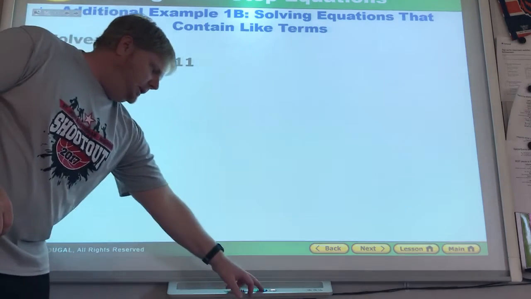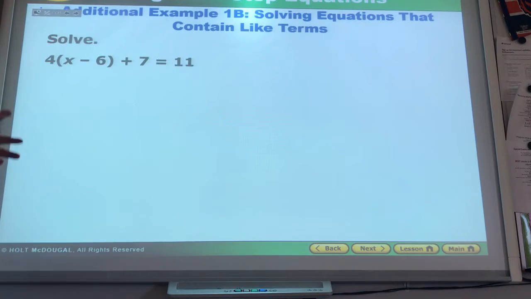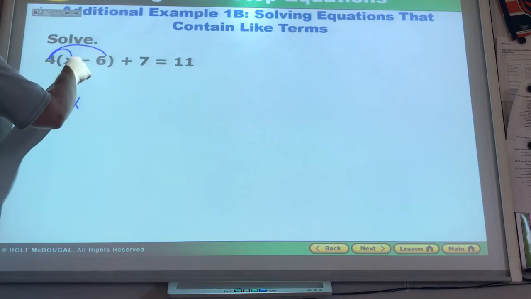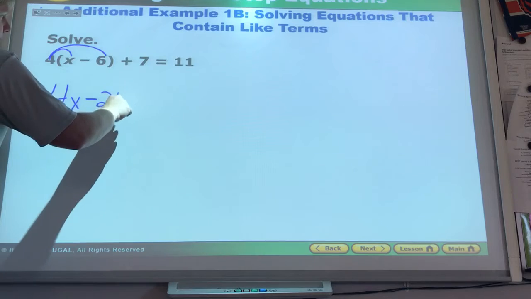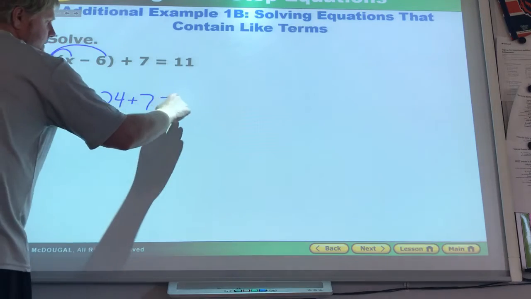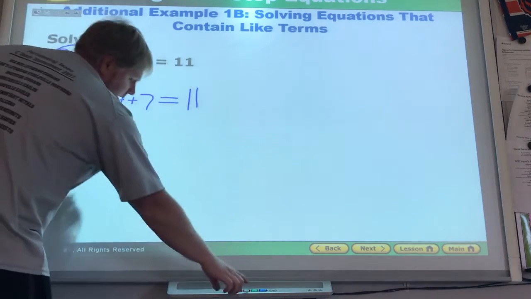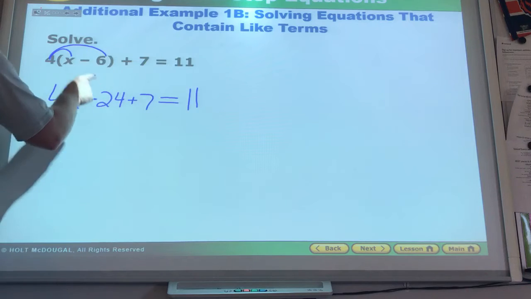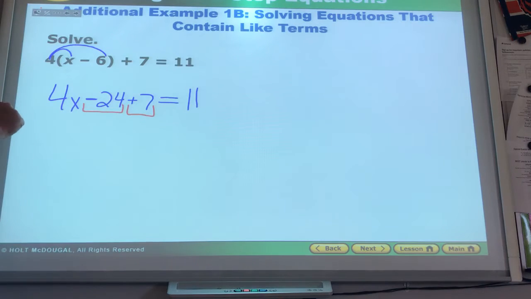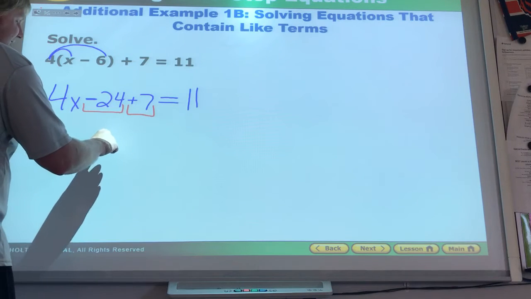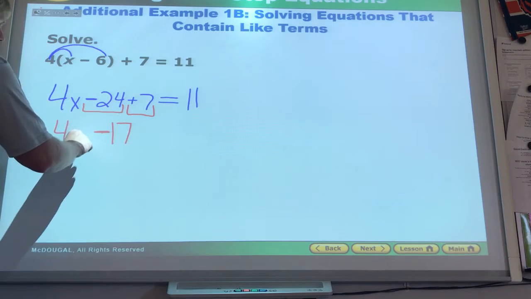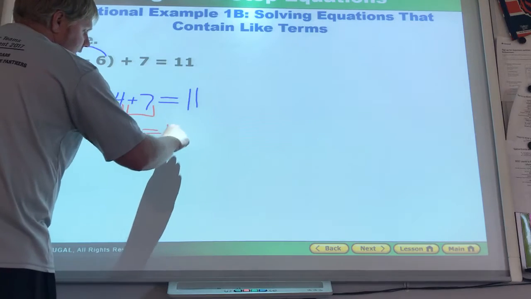Here, the distributive property we had. We need to do that very first. 4x. There's a subtraction sign, minus 24. Plus the 7, it's not inside the parentheses, so it just comes down, equals the 11. Then you're going to look for your like terms. There's only one x, but I can see I have a negative 24 and a positive 7. Negative 24 and positive 7 is a negative 17. So 4x minus 17 equals 11.